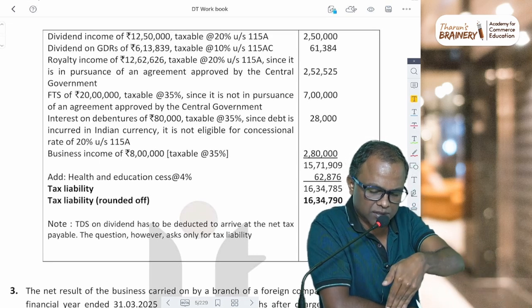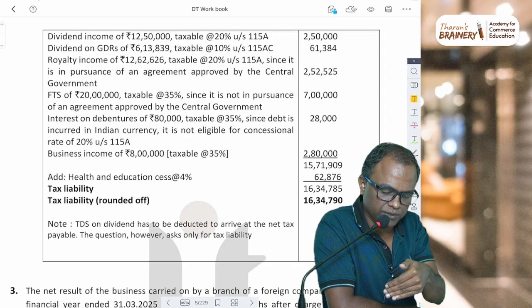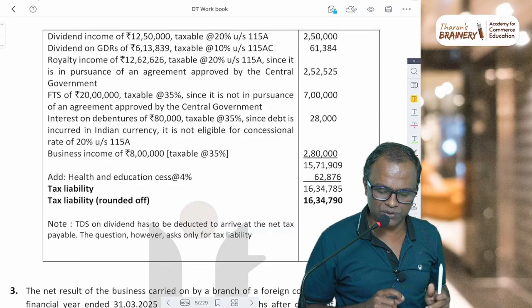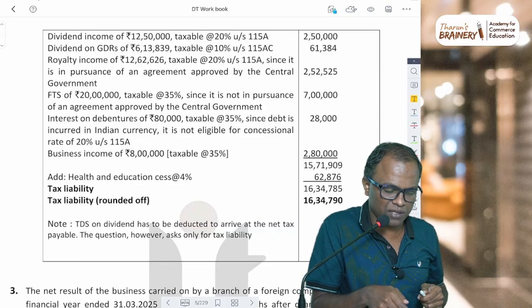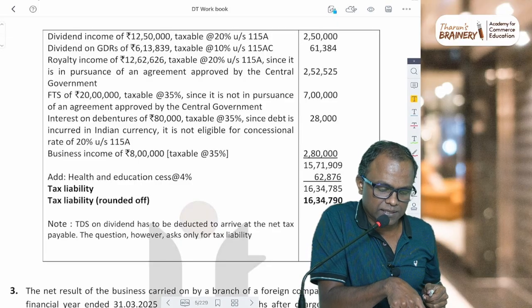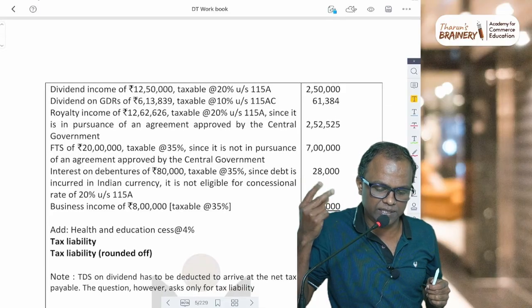Add health and education cess to get the tax liability. So TDS, we are not reducing. This is the reason: the question asks only for tax liability. If the question asks for tax payable or refund, then we will reduce the TDS. So here, if the question asked for tax payable, we would reduce the TDS on royalty and the TDS on dividend on GDR. These two TDS we will reduce.